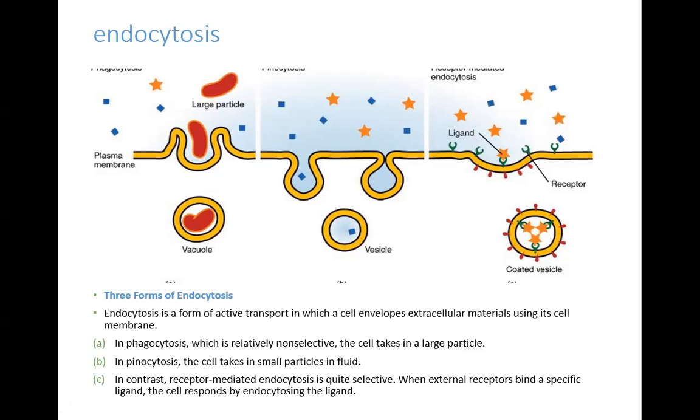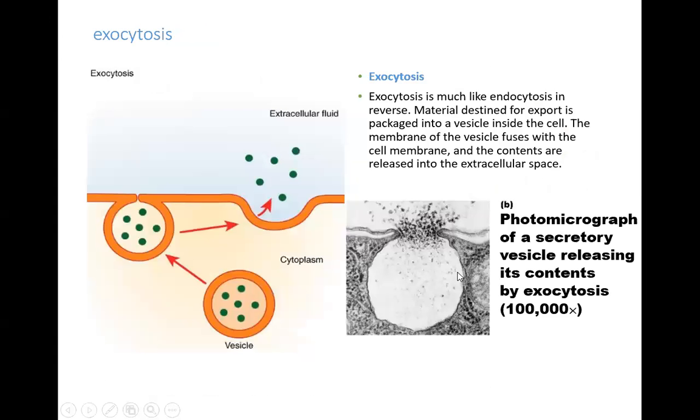The same thing can be done with some sort of liquid on the outside. Here we have some sort of fluid that we want to engulf. So we do the same thing. We form a bubble around it. And over here, we have a special receptor site for some particular type of molecule, and only that molecule can land there, and we can grab it and bring it into the cell. It's very, very selective.